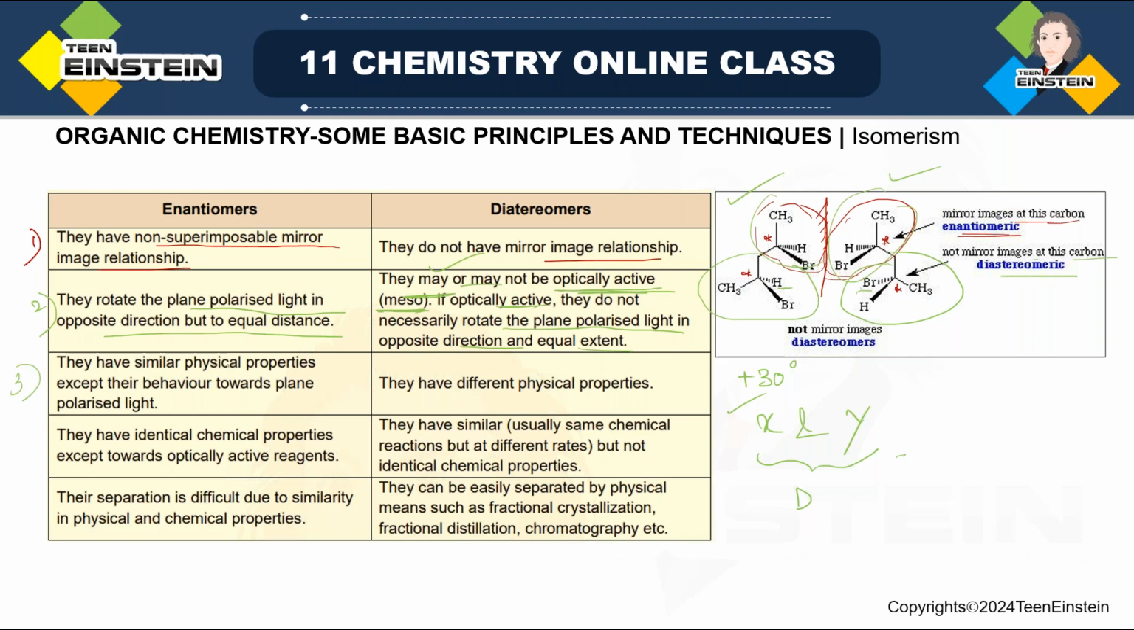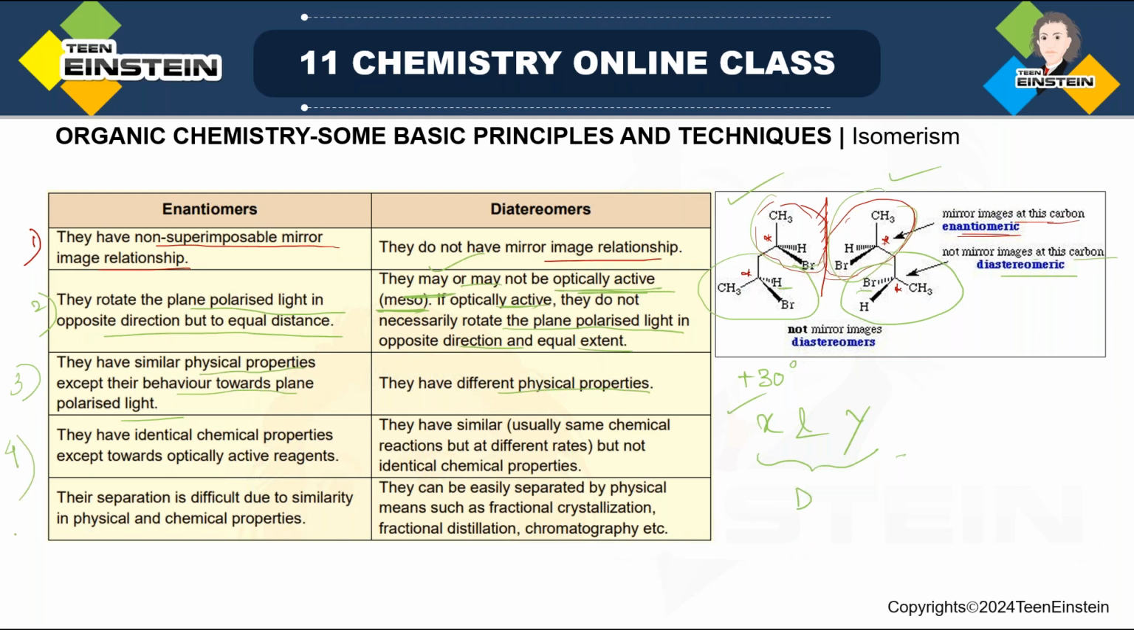Number 3 point: similar physical properties, except their behavior towards plane polarized light. So only in plane polarized light, the direction is different. Otherwise, if you consider their physical properties, melting point, boiling point, everything is the same. But for diastereomers, physical properties are not the same. That you have already seen in the previous example, 140 degree melting point for the meso tartaric acid, but for the enantiomeric tartaric acid, it is 172.